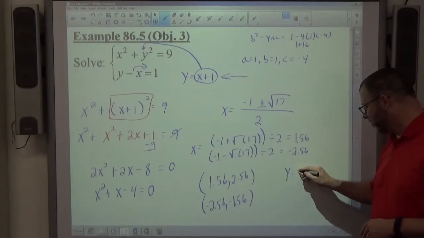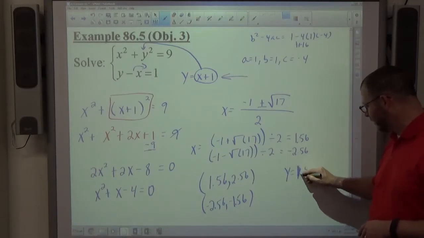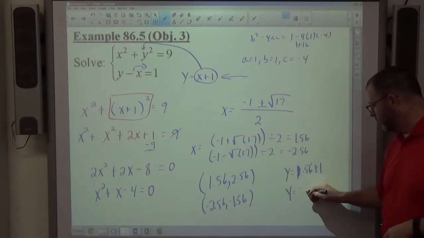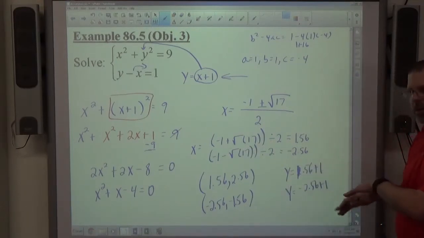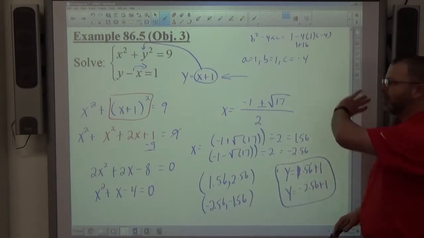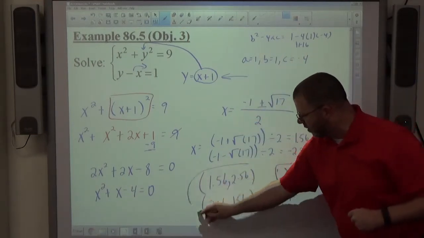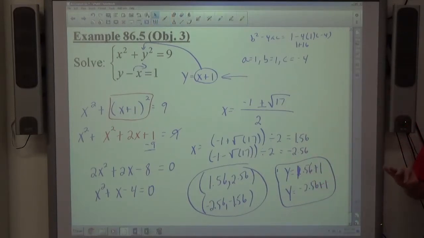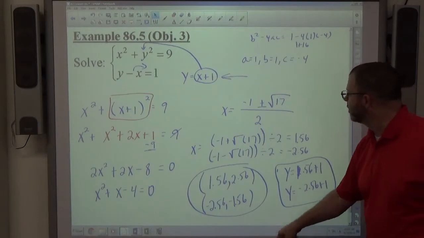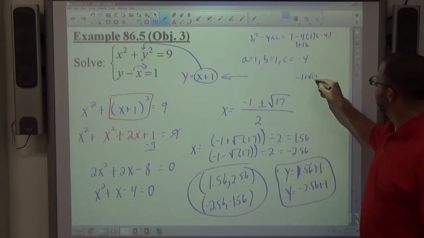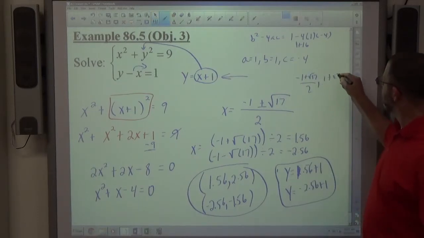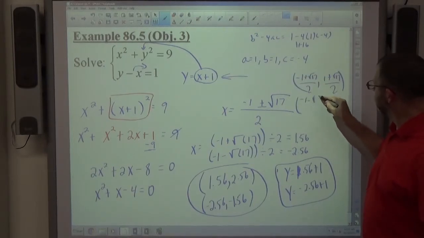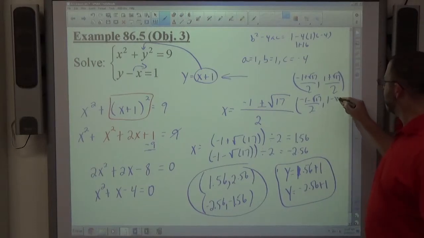But y equals 1.56 plus 1. You know, that's fine. Y equals negative 2.56 plus 1. By all means, if you want to leave this off your paper, that's fine. But all the rest of this work is pretty much necessary to get these two answers. I'd expect your paper to look a lot like that. Showing me absolutely no work and getting me answers that look like this: negative 1 plus the square root of 17 over 2, comma 1 plus the square root of 17 over 2. And negative 1 minus the square root of 17 over 2, comma 1 minus the square root of 17 over 2.